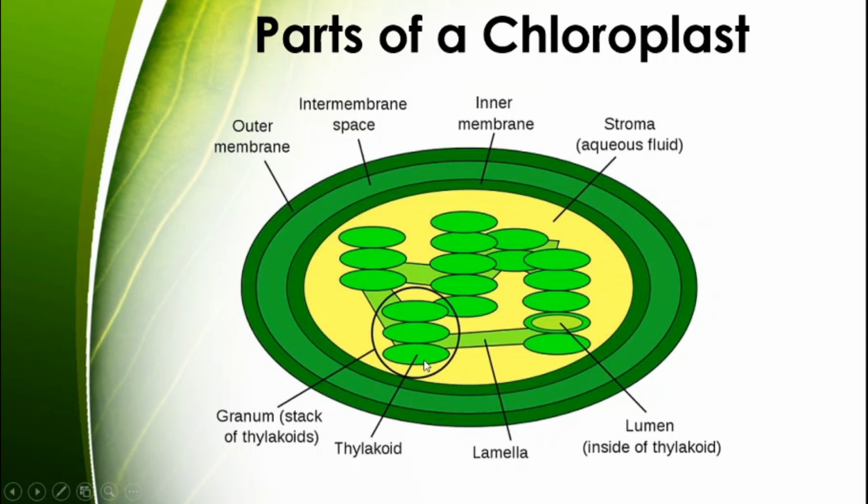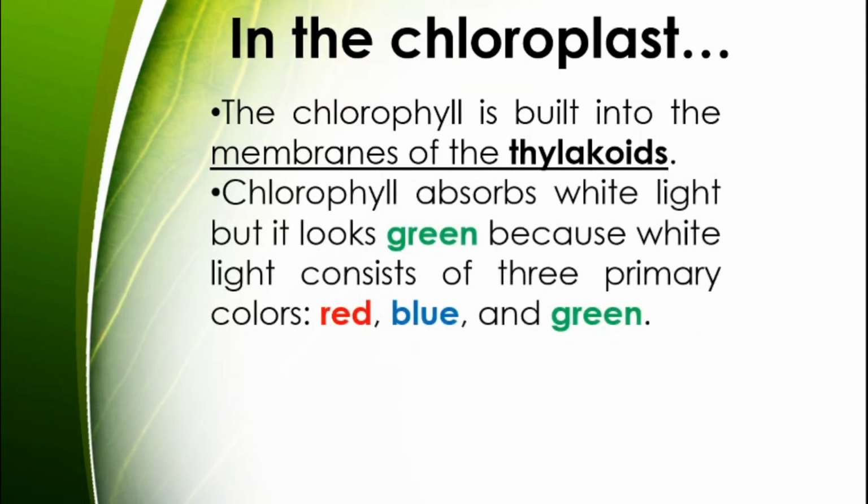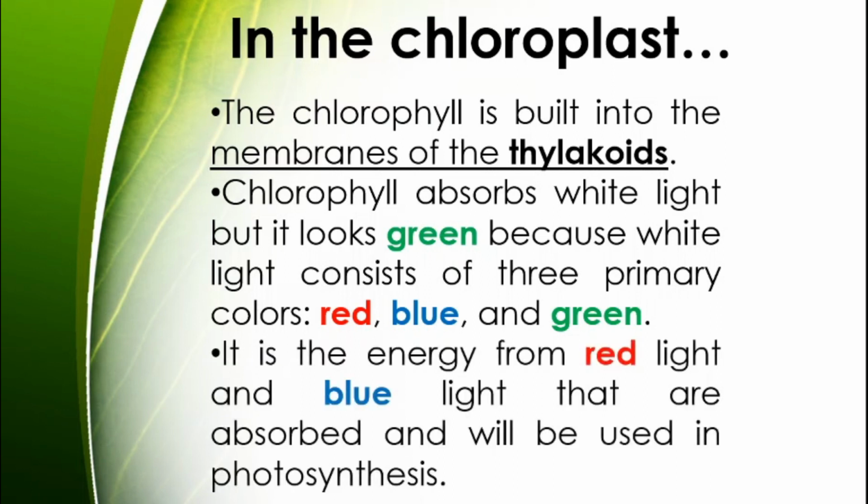That's why they are green. Chlorophyll absorbs white light, but it looks green because white light consists of three primary colors: red, blue, and green. It is the energy from red light and blue light that is absorbed and used in photosynthesis. What will happen to the green light? It will be reflected by the chlorophyll. As we all know, when objects reflect a color, they appear with that color. So leaves appear green because the chlorophyll reflects green light. Again, photosynthesis, or the food making process of plants, happens in the chloroplasts.